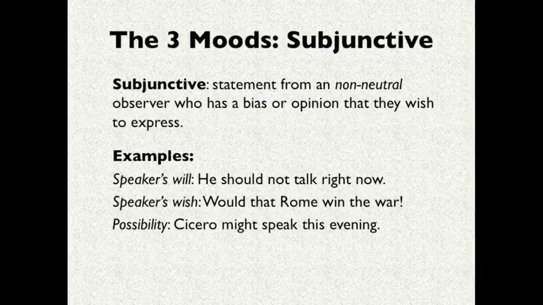Here are a few examples. We might see the speaker's will, such as in the sentence, he should not talk right now. We might see the speaker's wish, such as in the sentence, would that Rome win the war? And we might see an element of possibility, such as in the sentence, Cicero might speak this evening.